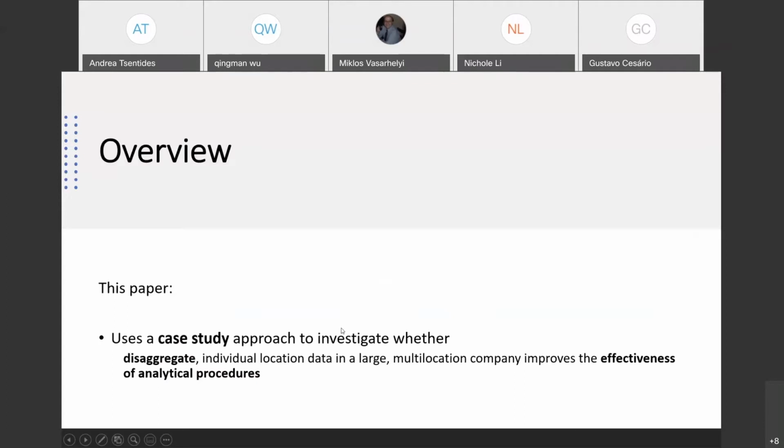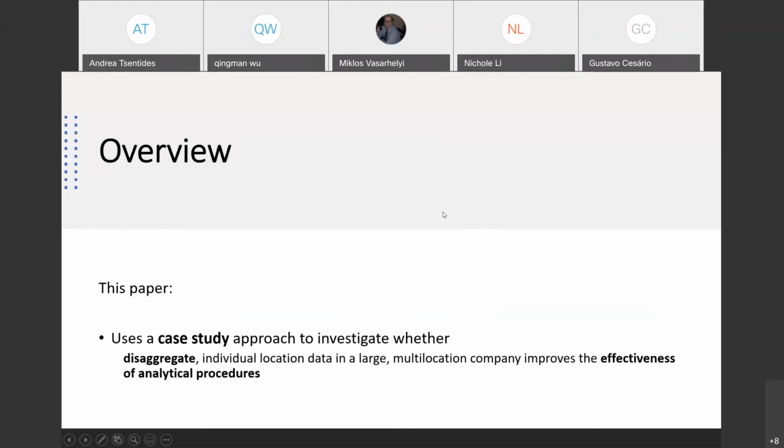All right, so this paper uses a case study approach to investigate whether disaggregate individual location data in a large multi-location company, that's where the case study was done, improves the effectiveness of analytical procedures.